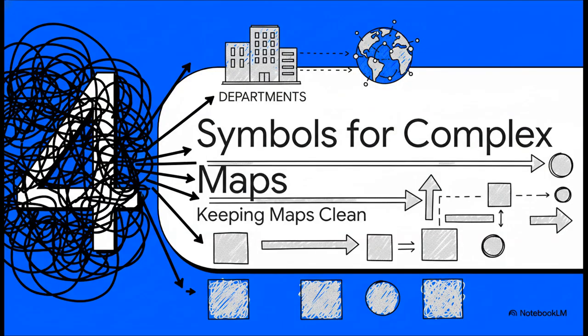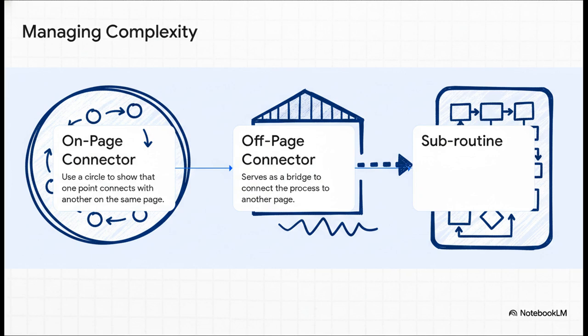So what happens when your process is huge, spanning multiple departments or even different physical locations? Your map can quickly become a tangled mess of lines, what we sometimes call a spaghetti diagram. And a good analysis has to be a clear analysis. So this next set of symbols is all about maintaining that clarity, even at a massive scale. The crucial point here is all about managing the visual real estate of your map.